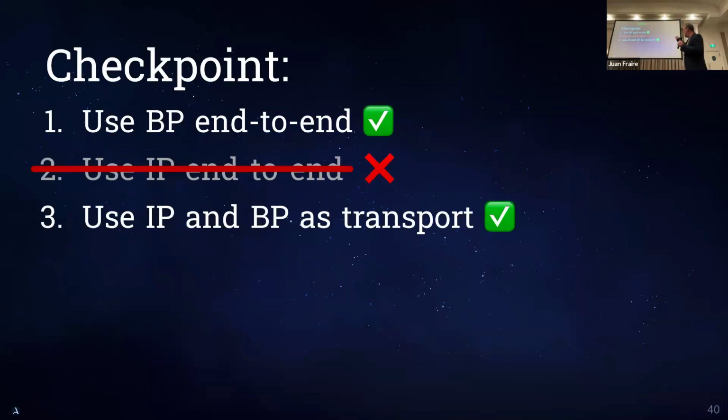So, quick checkpoint, and then I'm about 2 minutes out, if that's okay. Quick checkpoint. 1. Use BP end-to-end. Tick. Green. Lovely. 2. IP end-to-end. Please stand. 3. Use IP and BP as transport. Tick. Green. Lovely.